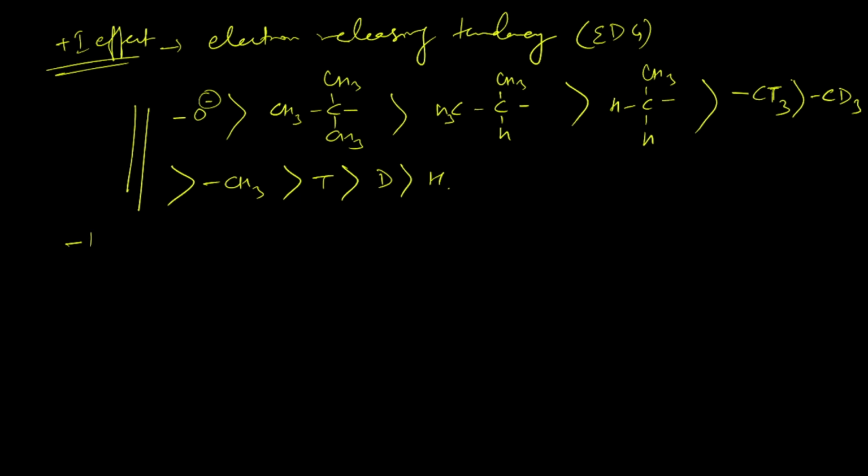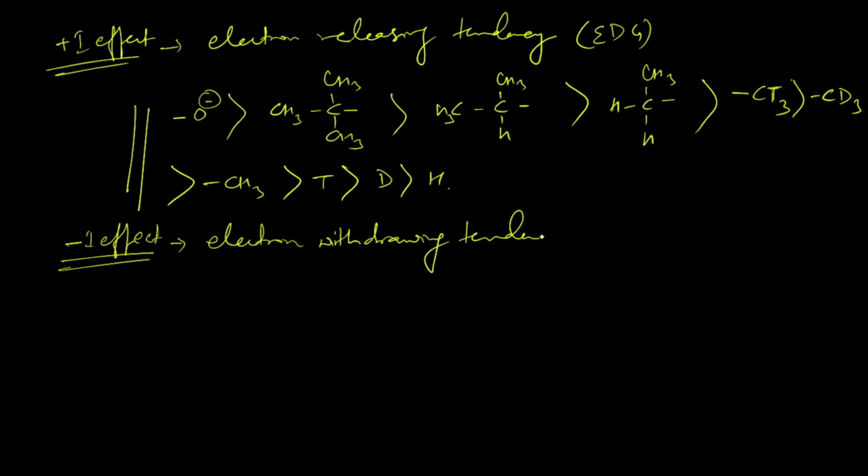So likewise, we have the minus I effect, a couple of functional groups or elements which follow the minus I effect. So the minus I effect is just the opposite of this electron releasing tendency. So electron withdrawing tendency, okay, electron withdrawing group, we can write electron withdrawing group or electron withdrawing tendency, right? So what will be the order here for electron withdrawing tendency?